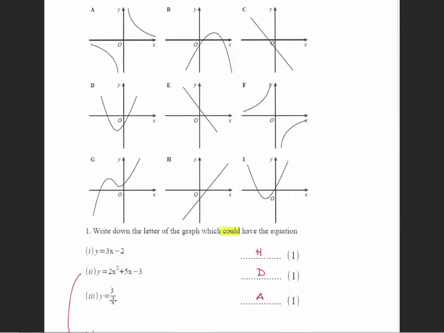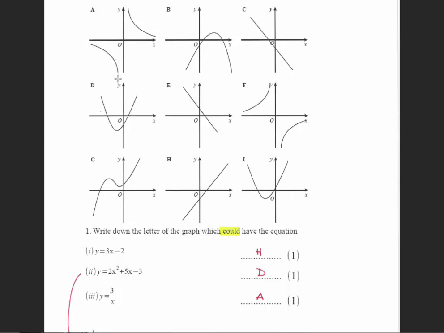As x gets smaller, then 3 divided by 0.1, for example, would be 30. 3 divided by 0.01 would be 300. So x is getting smaller, and this answer is getting bigger and bigger and bigger. Okay, now we have exactly the same idea here, only it's going to be negative because here x is negative, so y will be negative.